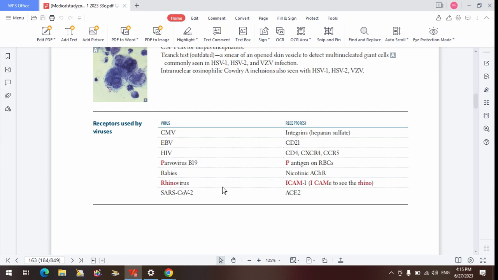Don't forget: Rhino, ICAM. Rabies, paralysis, nicotinic acetylcholine receptor. Parvo, P antigen. HIV, CD4, CXCR4, CCR5. Epstein-Barr infects B cells, CD21. CMV, integrin.